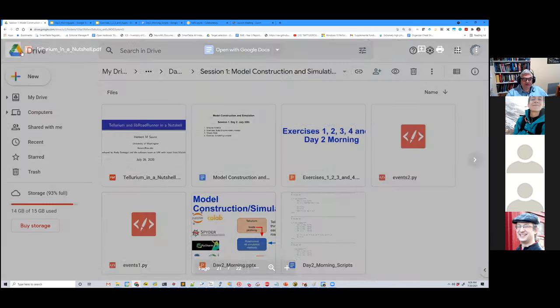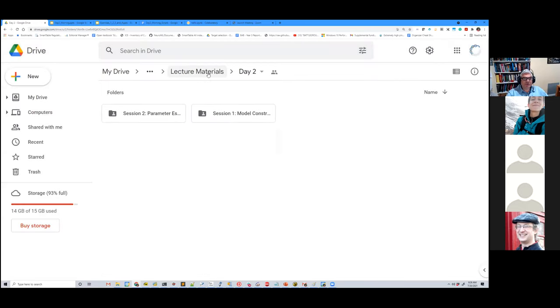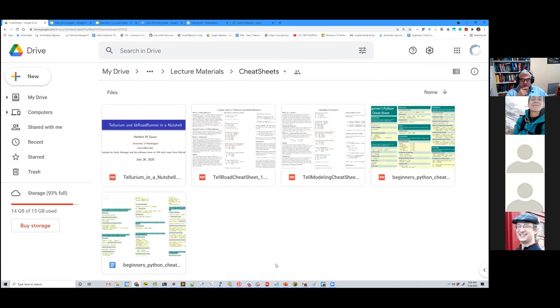If I go back here and then go up to lecture material, so I'm in lecture materials, day 1, 2, 3, 4. In here, you'll see there's a bunch of cheat sheets. The slides we just saw are here as well. I've got some Python cheat sheets. It's a hard one to say. But there are two cheat sheets here.